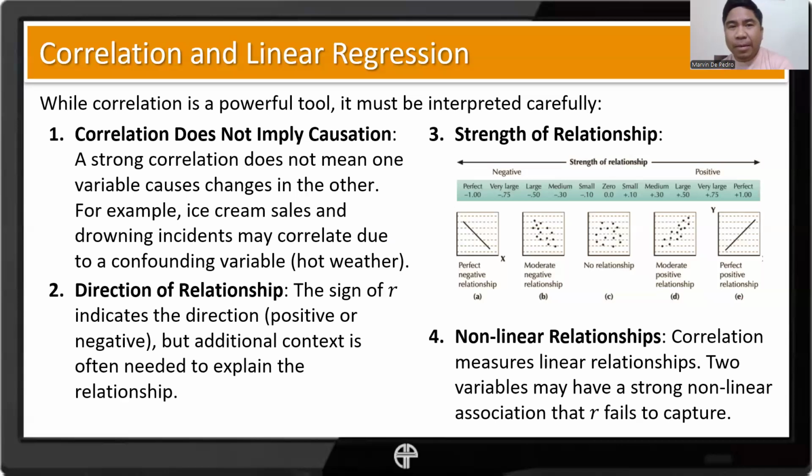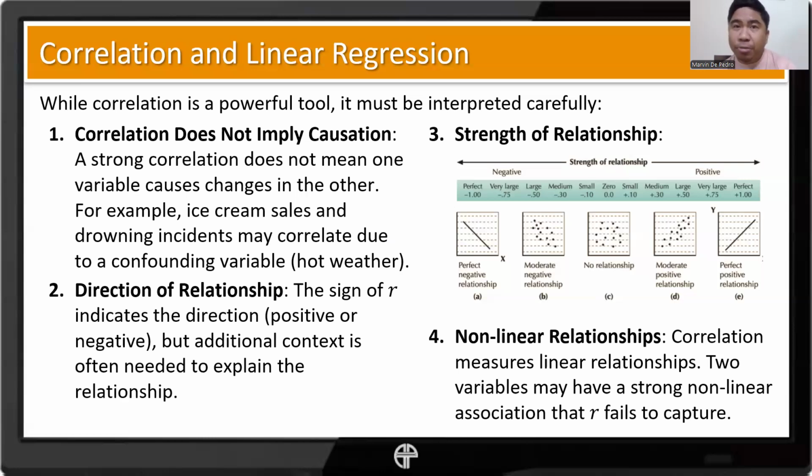Now, number two, take note that in correlation, it is very important to determine the direction of the relationship, and that is determined by the sign of our coefficient. I already mentioned that if R is positive, then we have an upward trend, and if R is negative, we have a downward trend.